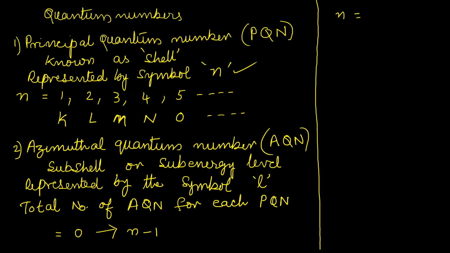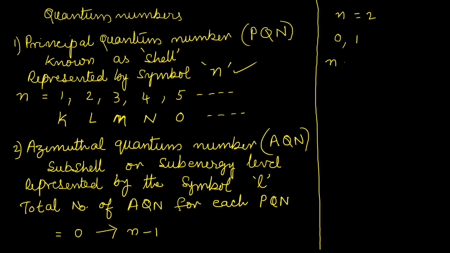Let us take the example of n is equal to 2, that is L shell. In this case, how many azimuthal quantum numbers are possible? First one is 0, then n minus 1. That becomes 2 minus 1 equal to 1. So, for n is equal to 2, the azimuthal quantum number maximum is 1.